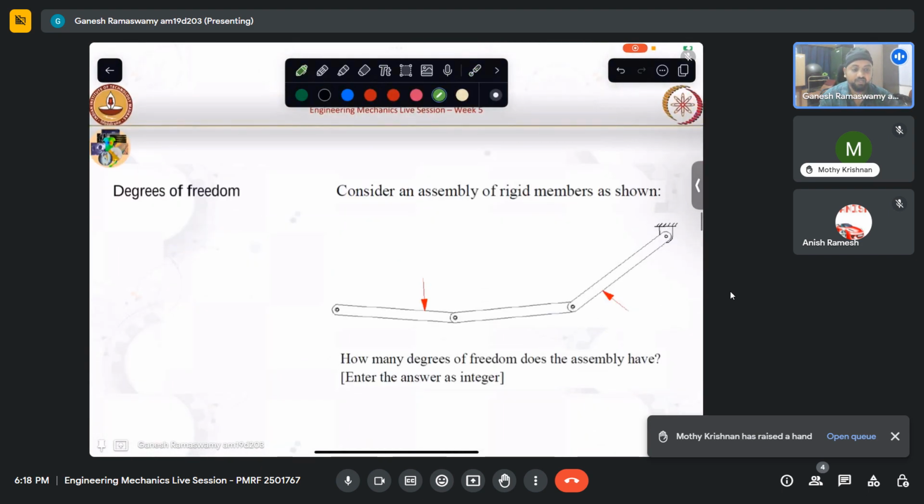Okay. If that is clear, you can unraise your hand, and then when you have a doubt, you can raise it back again.